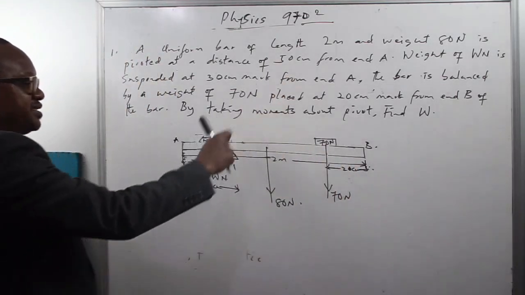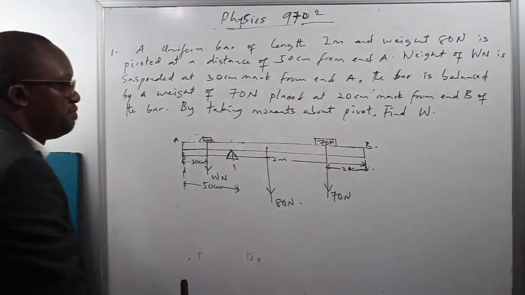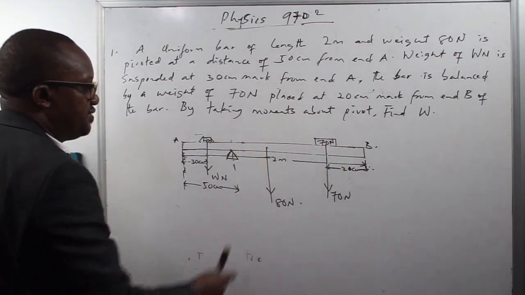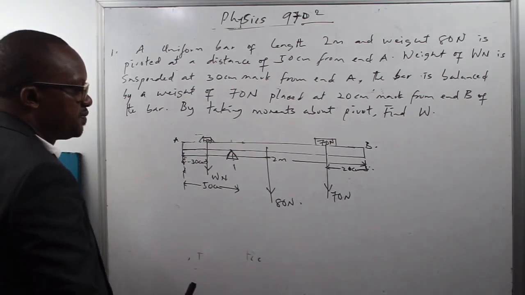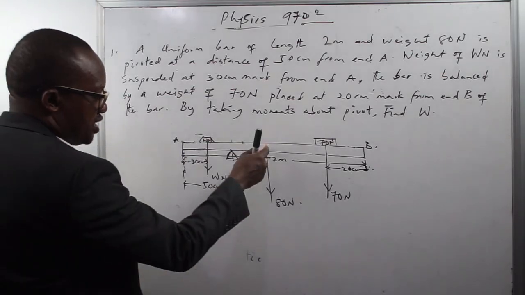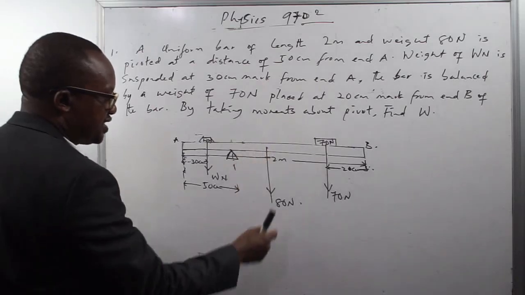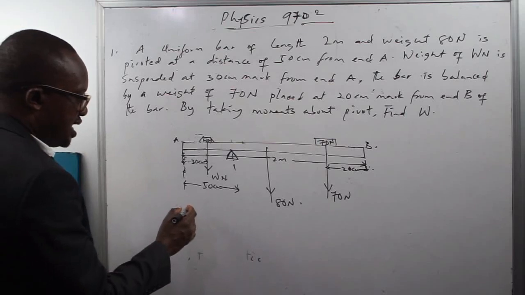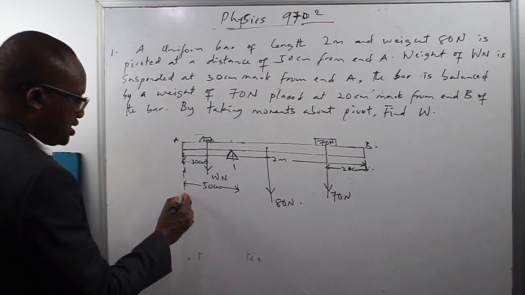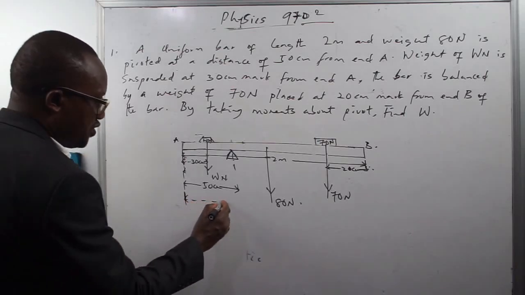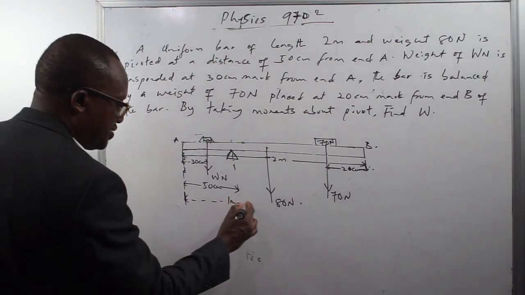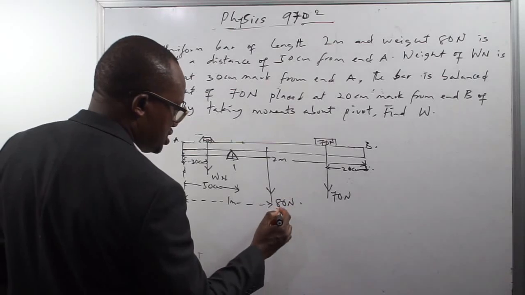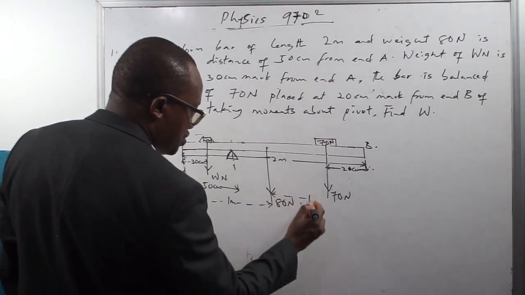The weight of the bar itself is a uniform bar, meaning that it has a regular shape, and the weight will be acting at the center of gravity. The center of gravity will be at the middle. That's where the weight of the bar itself is acting vertically downward. So we should know that the distance from here to here will be 1 meter, while this distance is also another 1 meter.